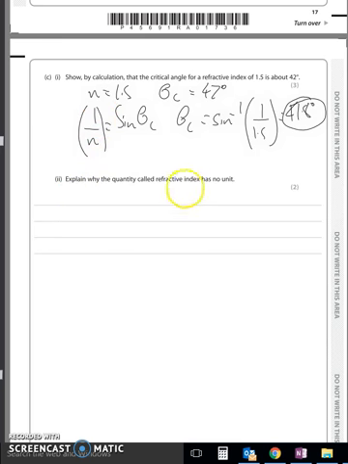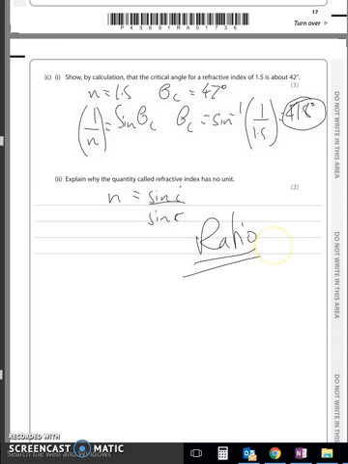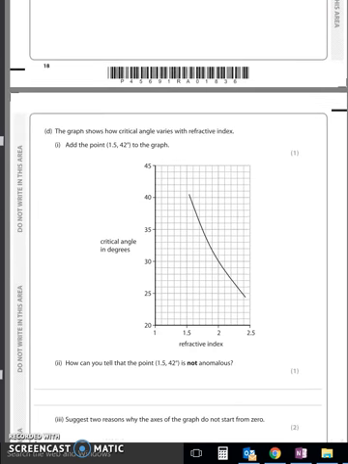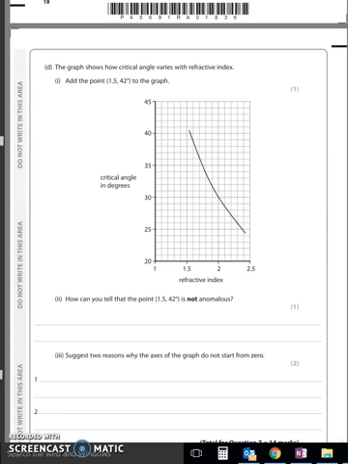Explain why the quantity called refractive index has no unit. So if you're looking at it, it's sine i over sine r. It's just a ratio. It's a ratio of 2 things, so it doesn't have a unit of its own. Or you could just say that a sine is a number or it is a ratio and the units cancel out, something like that.